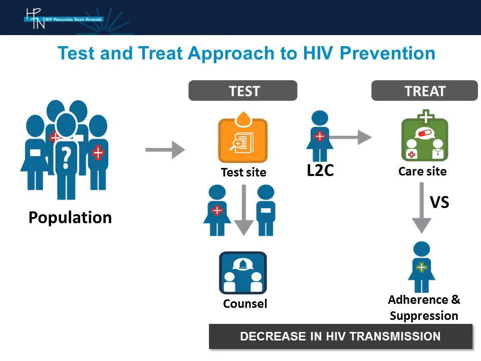So this diagram here really shows what the test and treat approach is to HIV prevention. If you start by looking at the left of the slide, you have an entire population in a community. Some are positive, some are negative, and you want to encourage them to test so that you can find out everyone's status. In the middle of the slide, what you see is once people determine their HIV status, they can receive counseling, regardless of whether they're positive or negative, and change their behaviors to either prevent transmission or acquisition of HIV. For someone who's positive, you want to link them to care.